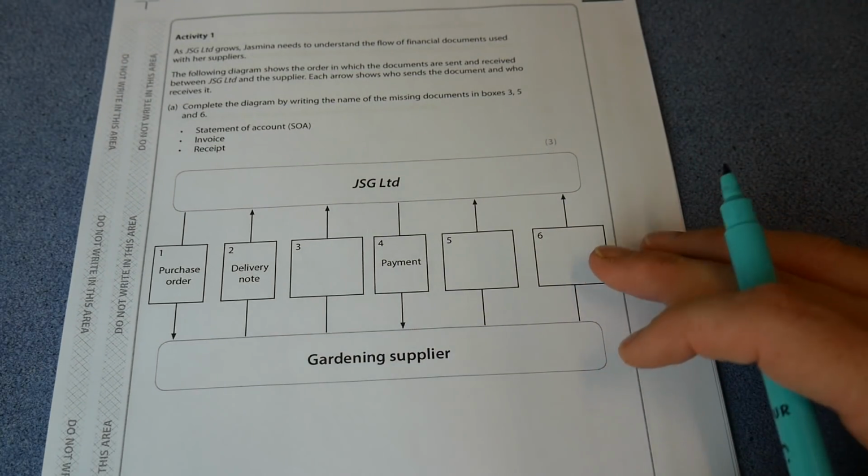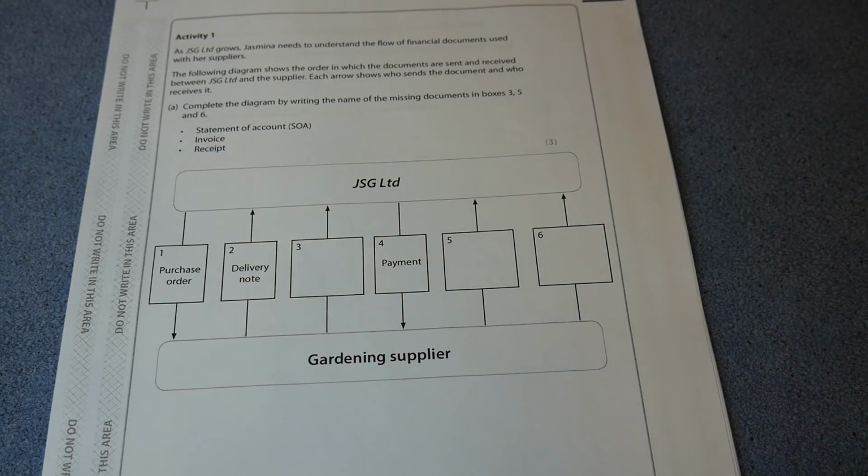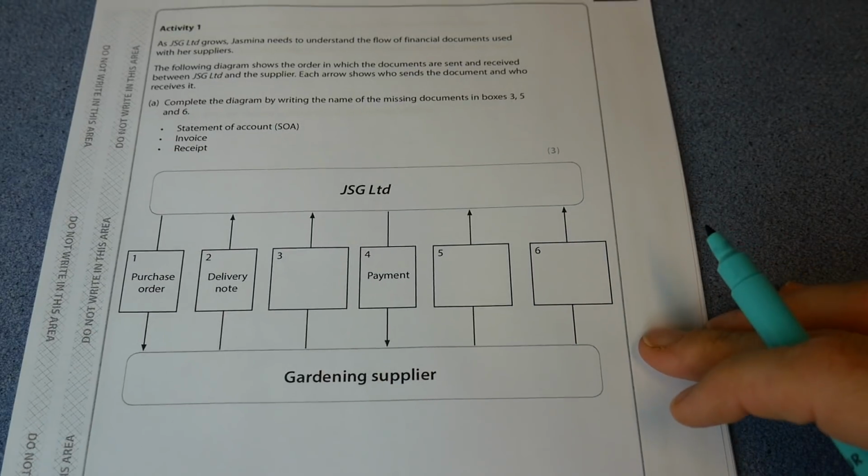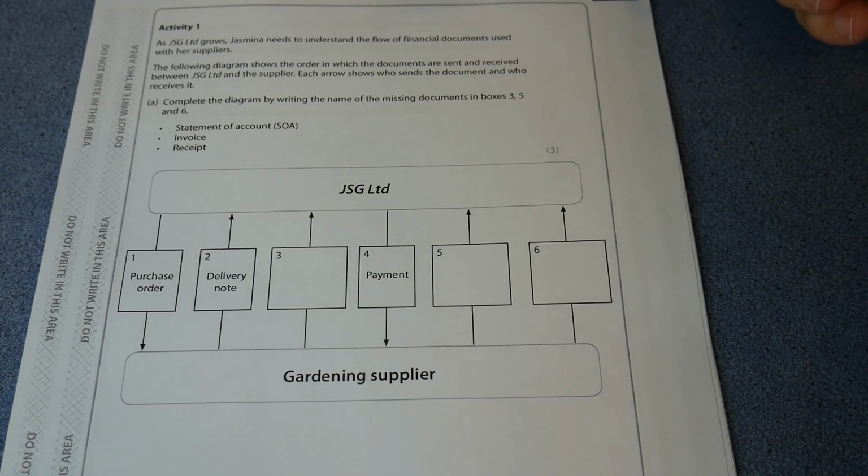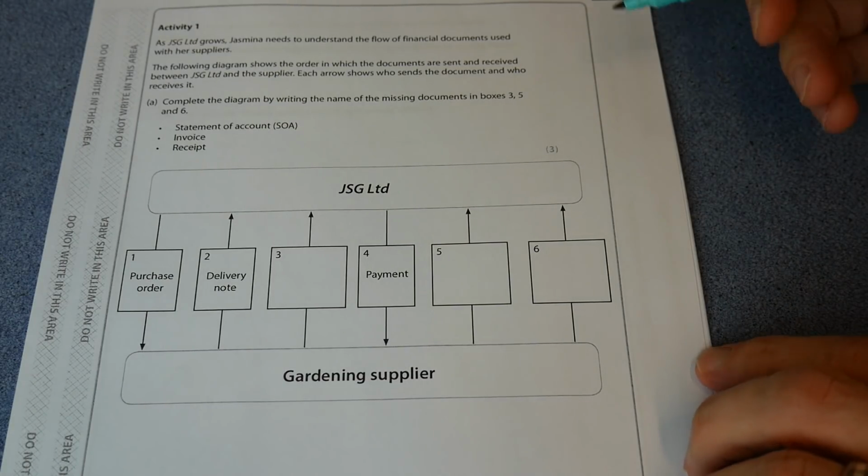Let's have a look at what we've got here for Activity 1. So now, as JSG Limited grows, Jasmeena needs to understand the flow of financial documents used with her suppliers. The following diagram shows the order in which documents are sent and received. Each arrow shows who sends the document and who receives it. Complete the diagram by writing the name of the missing documents in boxes 3, 5 and 6. Now of course make sure you have a go at these questions as we're running through them, so try and complete this on your own, and now I'm just going to crack on and get this done.